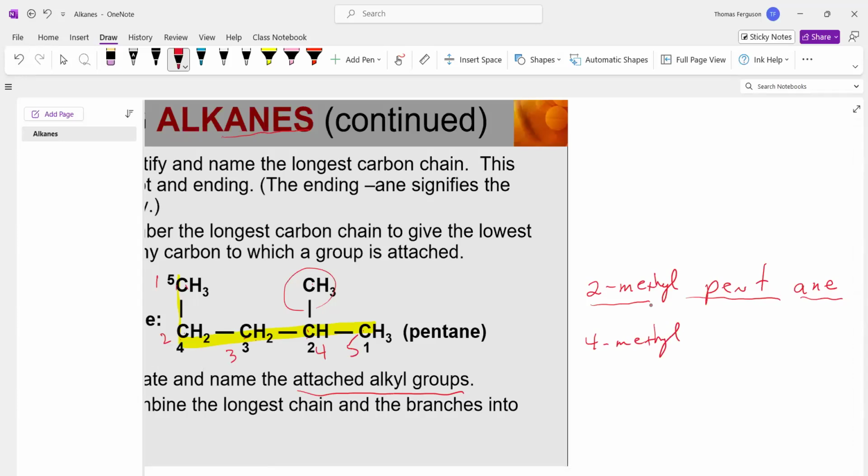Which is smaller, 2 or 4? 2. The correct answer is 2-methyl pentane.